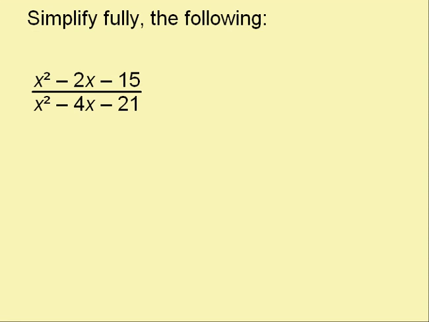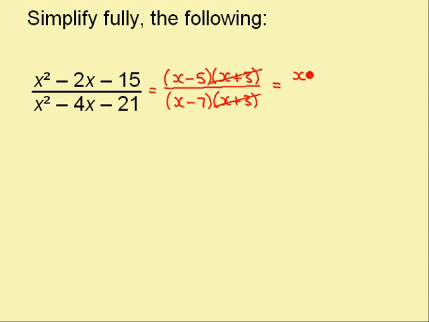Now in this question, I've got an algebraic fraction that's made up of a quadratic and another quadratic here. To simplify this, I first of all need to factorise each of these. So factorising the top gives me x minus 5, x plus 3. And factorising the bottom gives me x minus 7, x plus 3. Now you can see that I've got x plus 3 on the top and on the bottom, so these will cancel out and I get x minus 5 on the top and x minus 7 on the bottom. This is my fully simplified fraction.